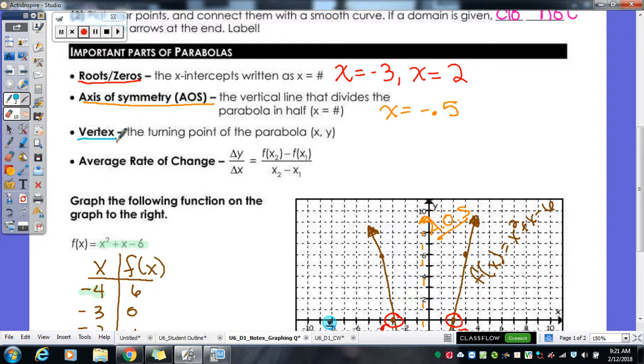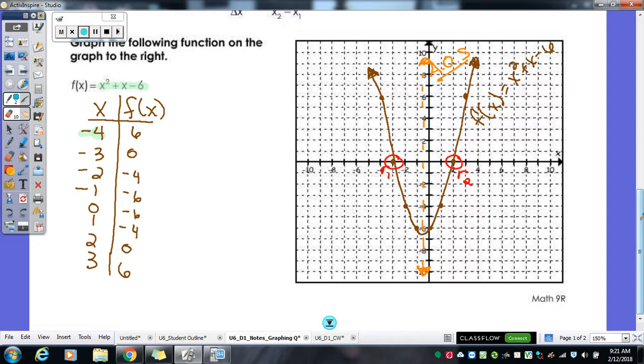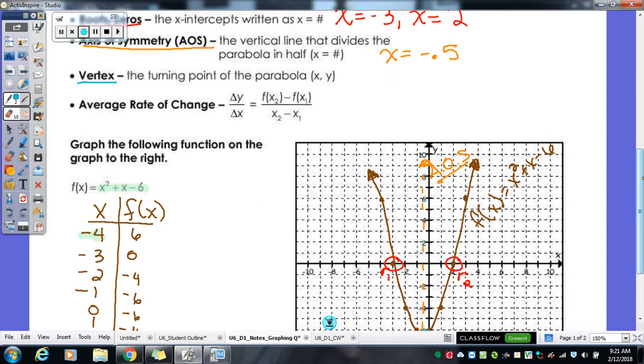Next part is our vertex, which is also known as your turning point. Your vertex is where the graph changes from increasing to decreasing, or from decreasing to increasing. So our vertex right down here, I'll label it as V. For our problem right now, our vertex is negative 0.5, negative 6.25. On a different example, I'll show you how to find it in your table. It's a lot easier, but this one isn't a good example for that.